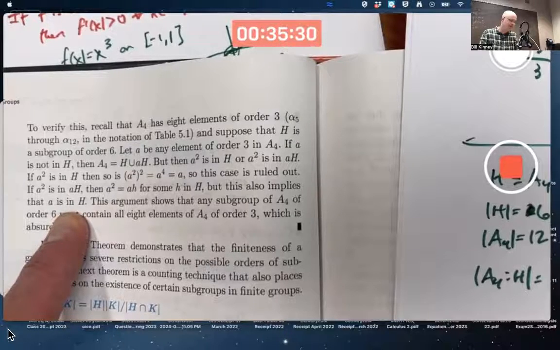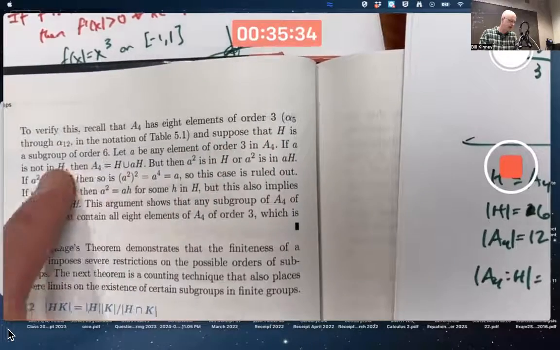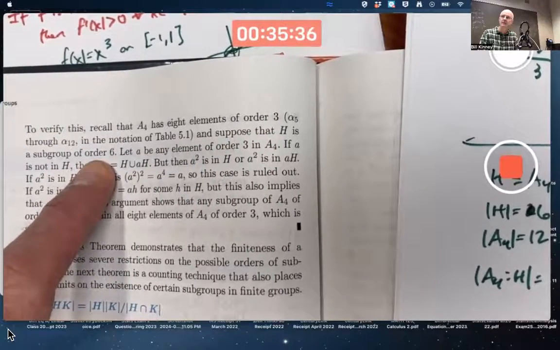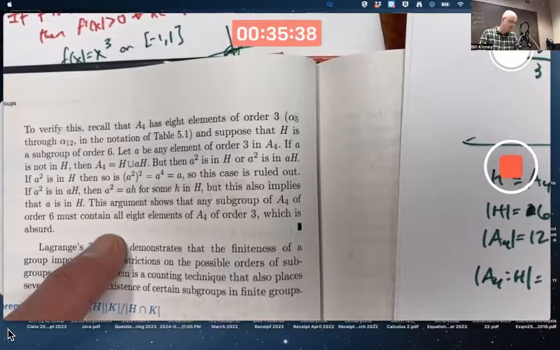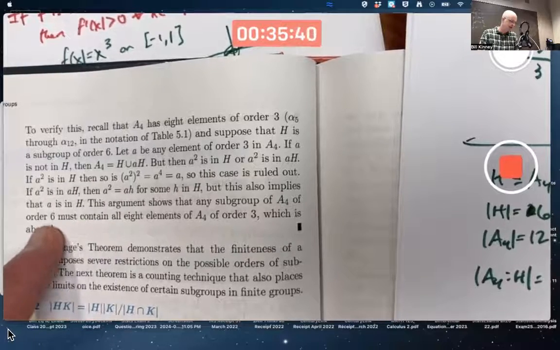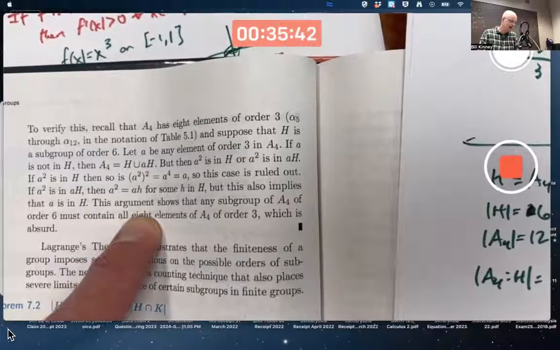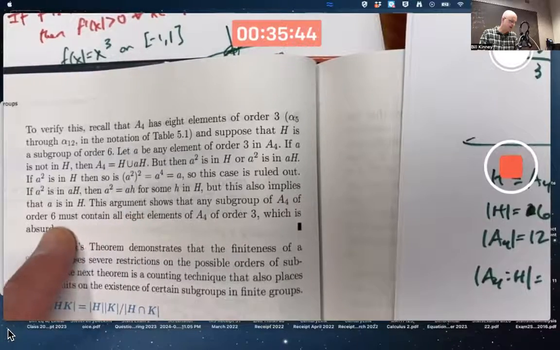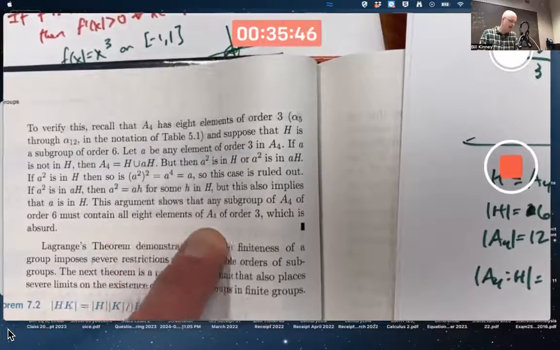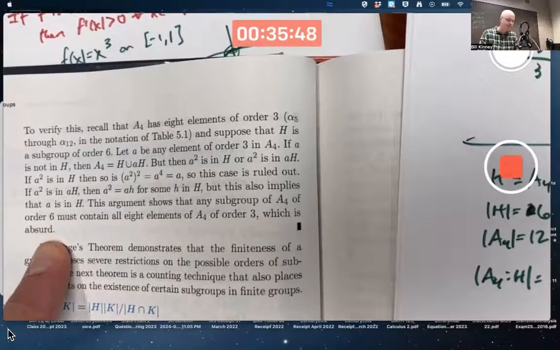The only thing that must be wrong then is that our assumption that H has order 6 must be a faulty assumption. It's a contradiction. So it's saying that any subgroup of A4 of order 6 must contain all 8 elements of order 3, which is absurd. That's the final contradiction.